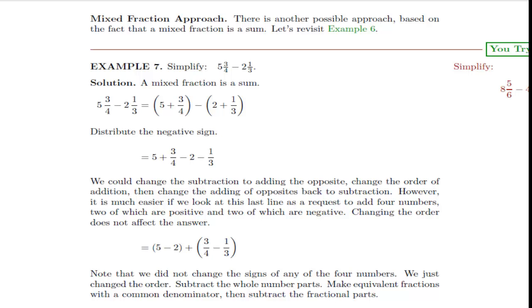We could change the subtraction to adding the opposite, change the order of addition, and then change the adding of opposites back to subtraction. However, it is much easier if we look at this last line as a request to add 4 numbers, 2 of which are positive and 2 of which are negative. Changing the order does not affect the answer. So change 5 plus 3/4 minus 2 minus 1/3 to 5 minus 2 plus 3/4 minus 1/3.